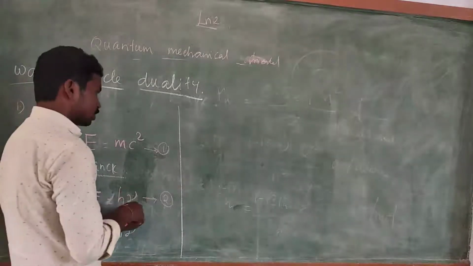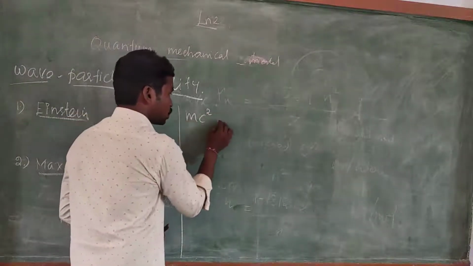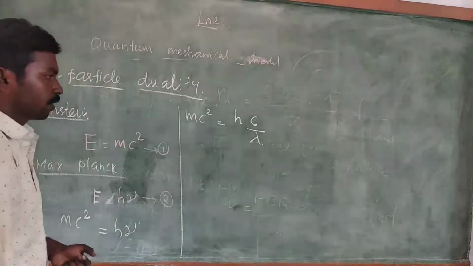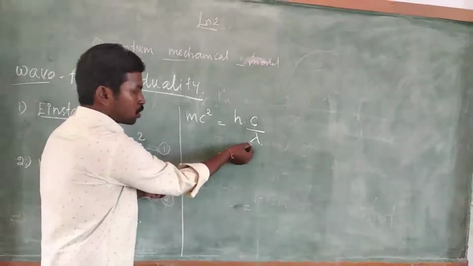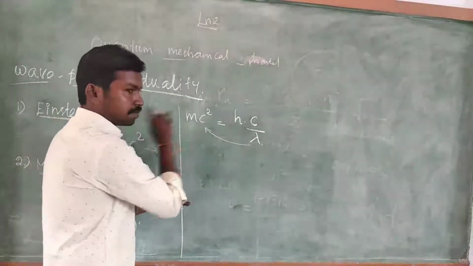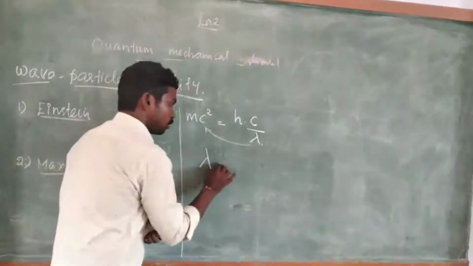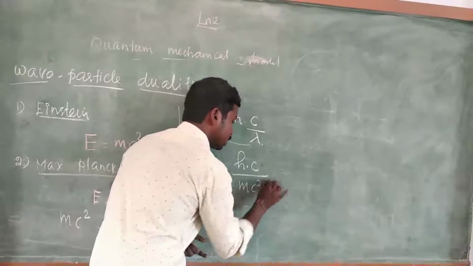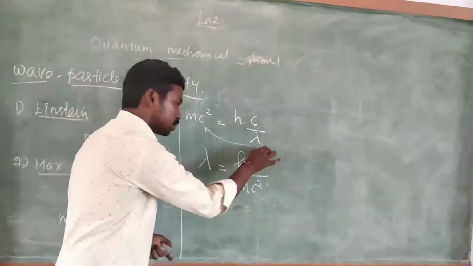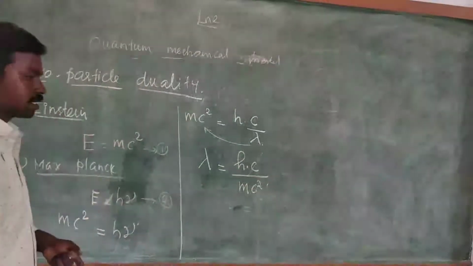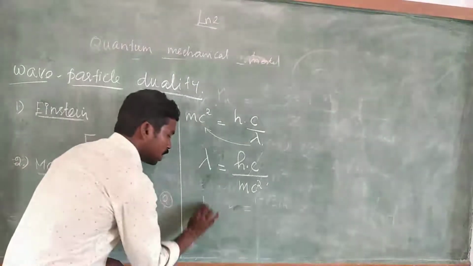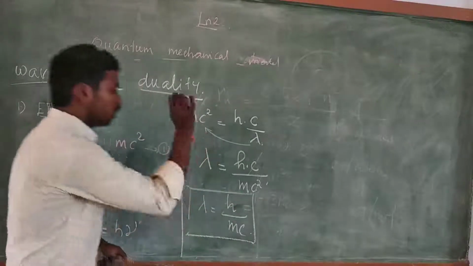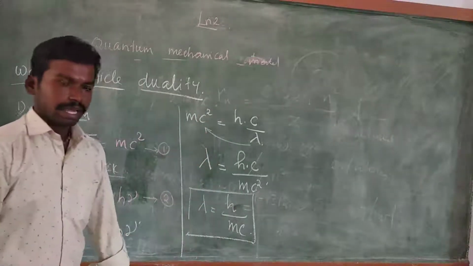So mc square is equal to hc divided by lambda. We need the value of lambda, so we can bring this lambda this side and mc square down. So lambda is equal to hc divided by mc square. Here also c, so we can cancel those terms and we can write lambda is equal to h by mc. It is the wavelength for a light particle.